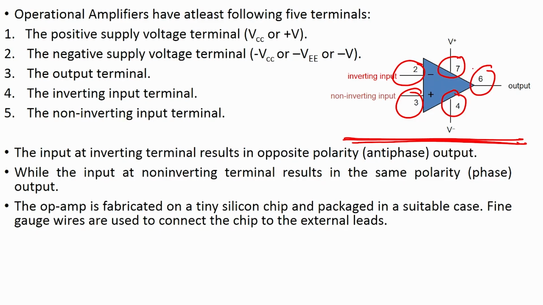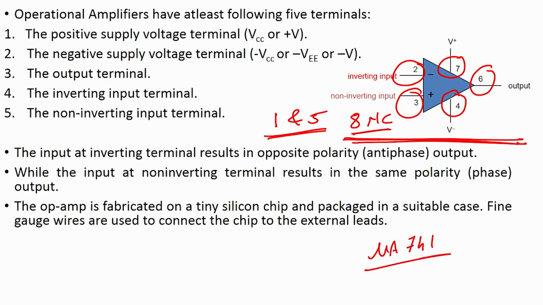Now, there are 2 more terminals, 1 and 5, that are used for offset, and then there is terminal 8, which is not connected, right. So, we have an 8 terminal IC, where we talk about a single op amp, when we talk about the mu A 741, right.